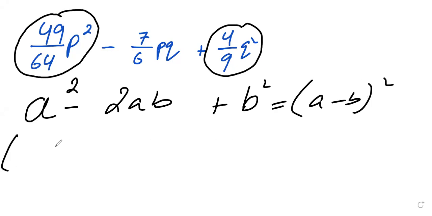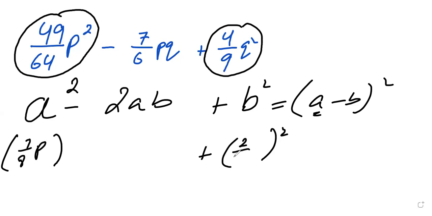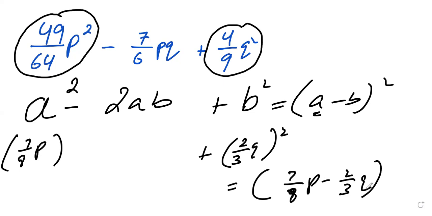The teacher teaches you a shortcut. The teacher said, what is a? The square root of the first term. So it is 7 upon 8b. And this is 2 upon 3q. The teacher said directly the right answer: 7 upon 8p minus 2 upon 3q, whole square.